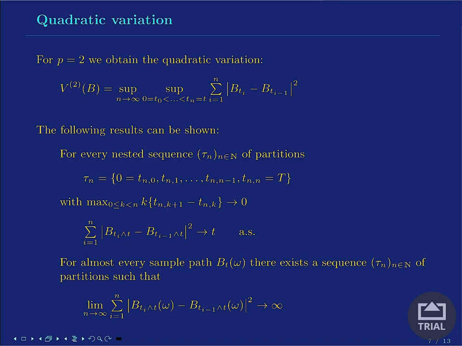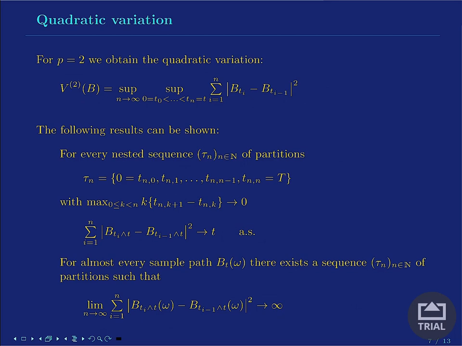So that seems as if actually the quadratic variation would exist. However, this is for a particular sequence of partitions, namely nested sequences. And in contrast to this result, one can also show that for almost every sample path of the Brownian motion, there exists a worst-case sequence tau n of partitions, such that the quadratic variation limit tends to infinity.